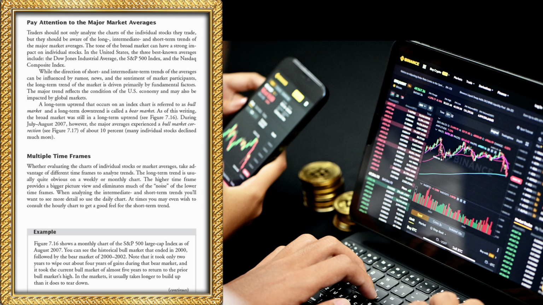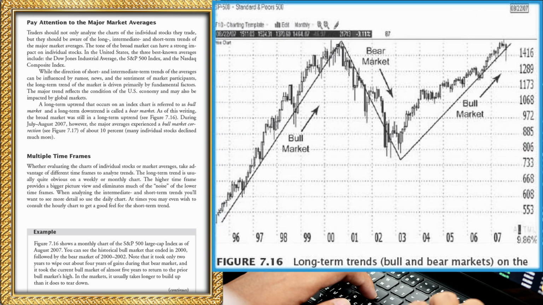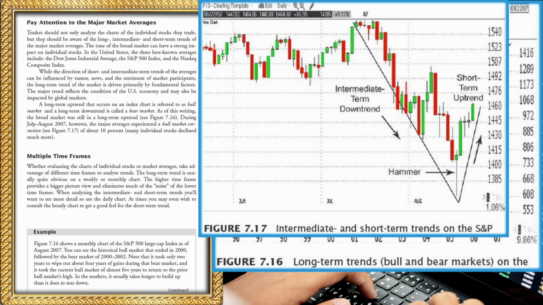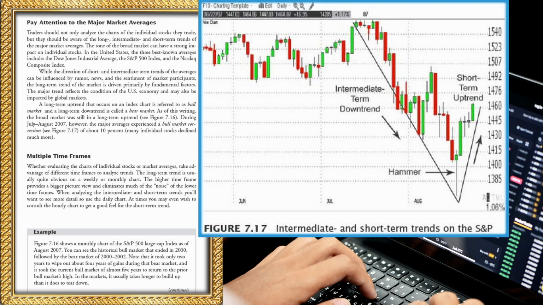The major trend reflects the condition of the U.S. economy and may also be impacted by global markets. A long-term uptrend that occurs on an index chart is referred to as a bull market, and a long-term downtrend is called a bear market. As of this writing, the broad market was still in a long-term uptrend. See figure 7.16. During July-August 2007, however, the major averages experienced a bull market correction. See figure 7.17. Of about 10%. Many individual stocks declined much more.